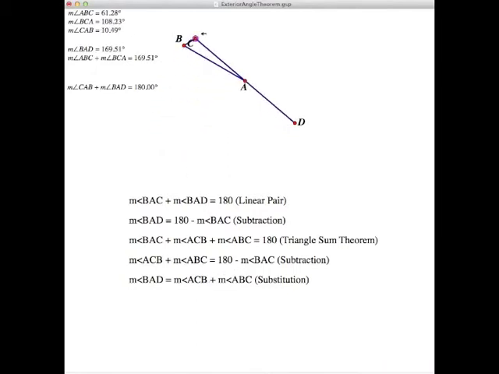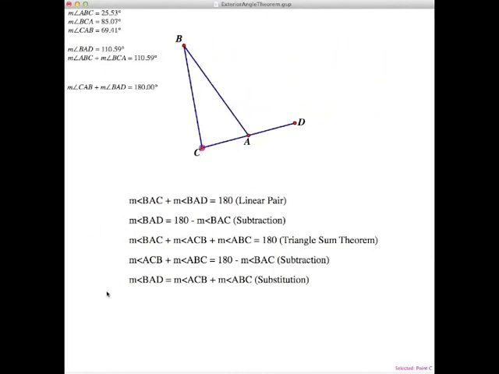Even as I rotate this, no matter what this triangle looks like, this logic will always be true. This is how we prove the exterior angle theorem. The key here is using linear pairs and the triangle sum theorem. Other than that, it's just algebra.